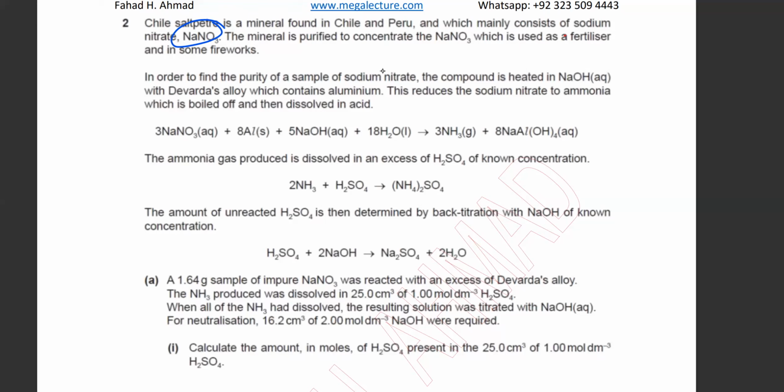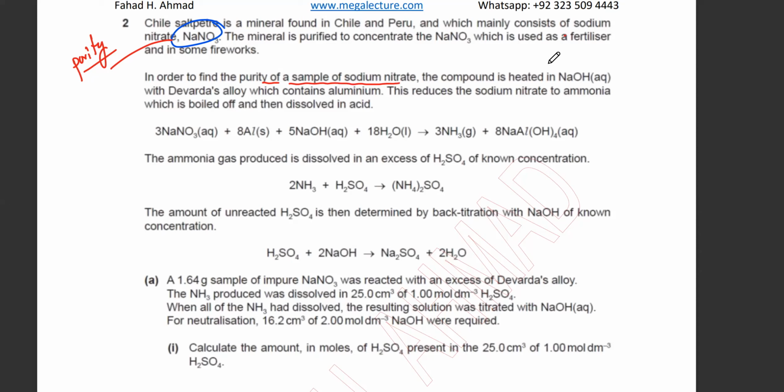In order to find the purity, you're looking to find the purity of this sample of sodium nitrate. That's the goal. The purity of the sample of sodium nitrate has got to be found.